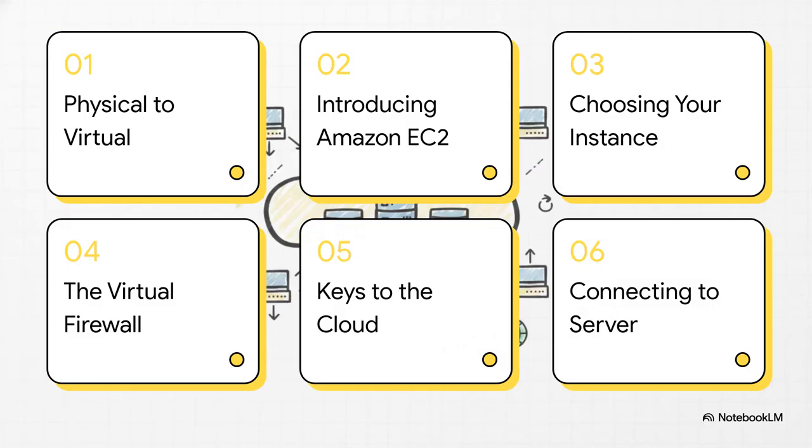All right, let's take a quick look at the agenda. 1. From physical to virtual. 2. Introducing Amazon EC2. 3. Choosing your instance. 4. Building the virtual firewall. 5. The keys to the cloud. And finally, 6. Connecting to your server.